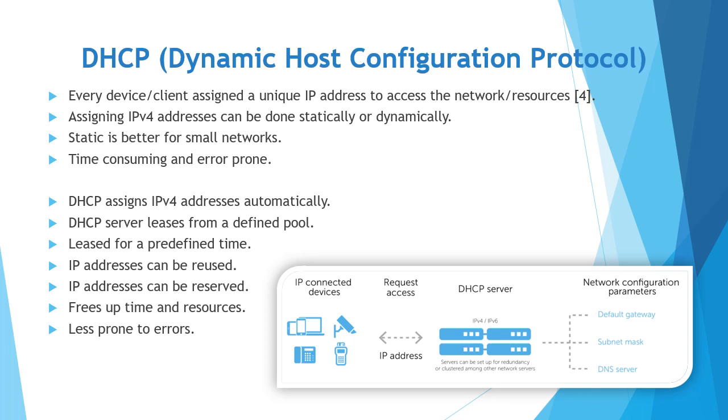Administrators define a pool or a scope of IP addresses, and the DHCP server leases these addresses to clients, usually for 24 hours or more. When the lease expires, the client reapplies. If a client is no longer required, the IP is reallocated, and addresses can be reserved so that certain clients retain the address, and that's useful for printers and servers, etc. It frees up time and resources, as administrators do not need to configure every client's address. You can imagine this in a large-scale organization with thousands of clients, and it means they don't need to worry about any IP conflict issues.